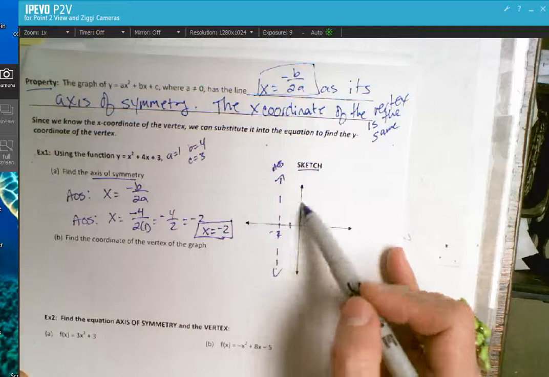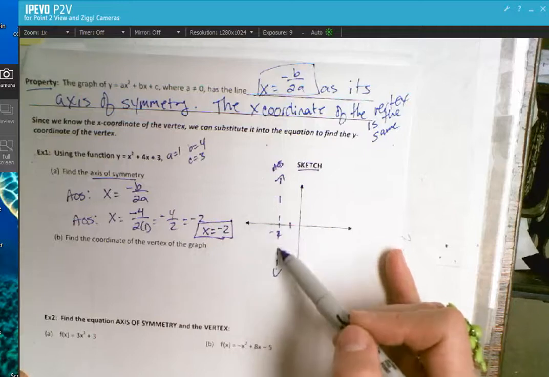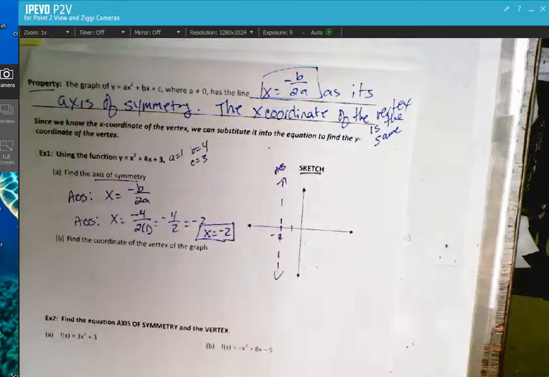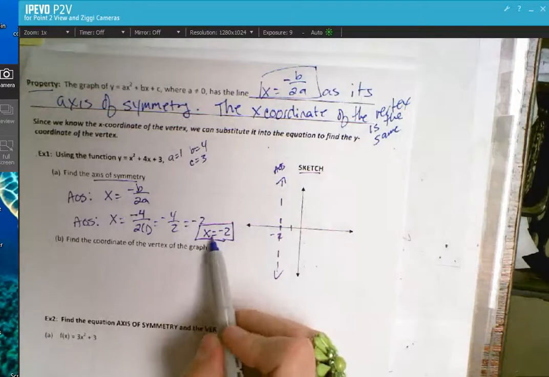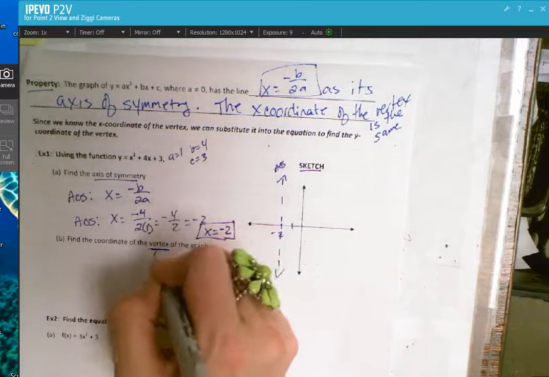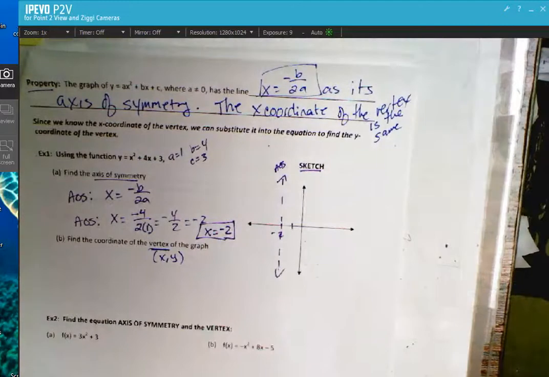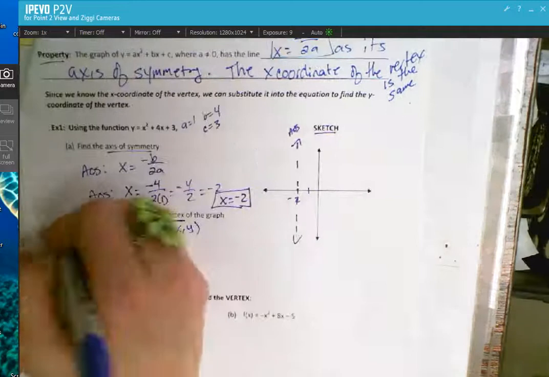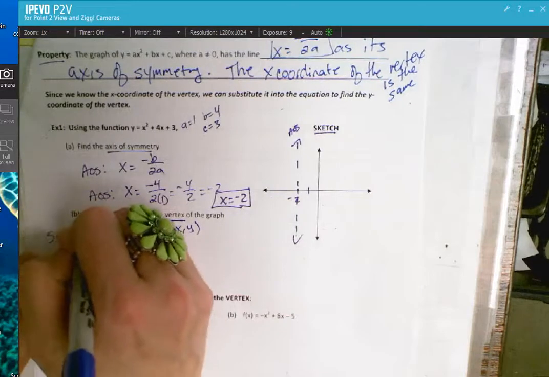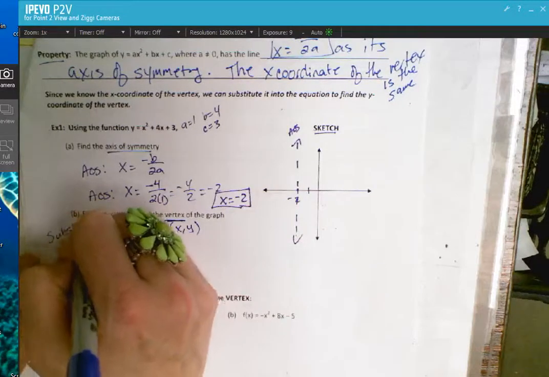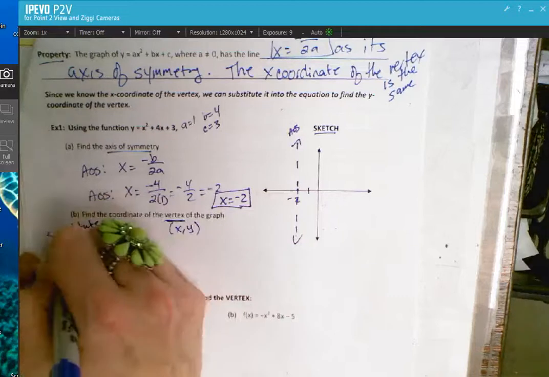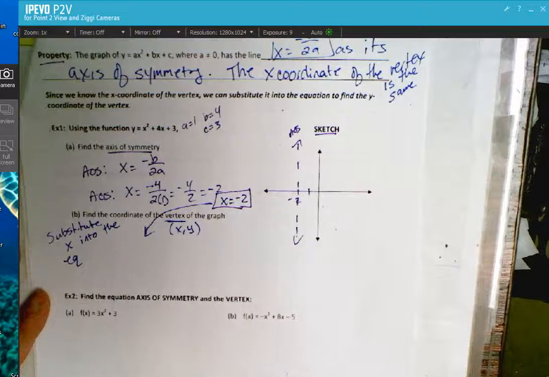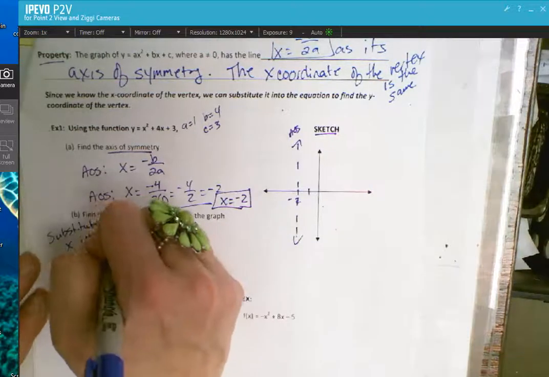I need to find the vertex. So I want to know either the highest or lowest point on this line that's going to make my parabola. I have already found x. The vertex is an xy point. So if I want to find the vertex, I need to just find what the y value is. I do that by substituting x into the equation. So once I find x, I'm going to substitute it into the equation to find y.